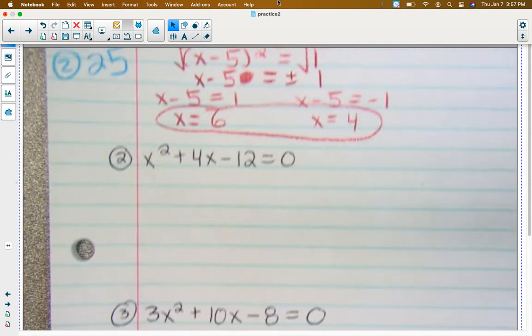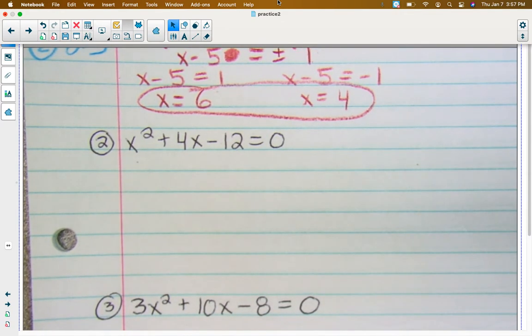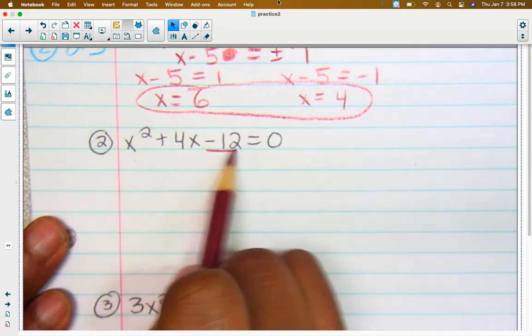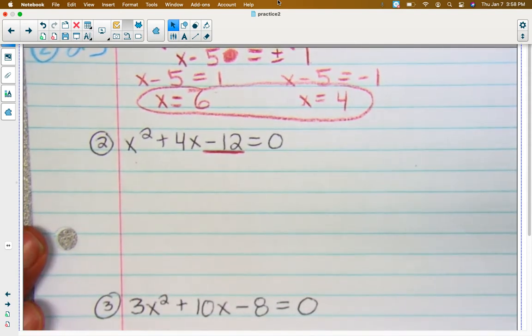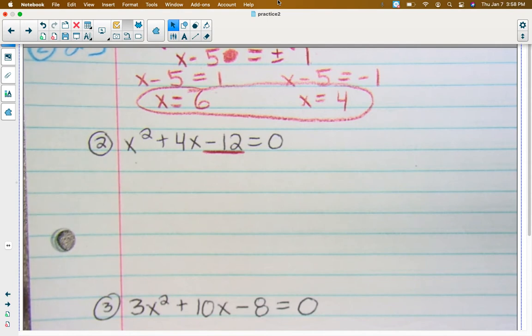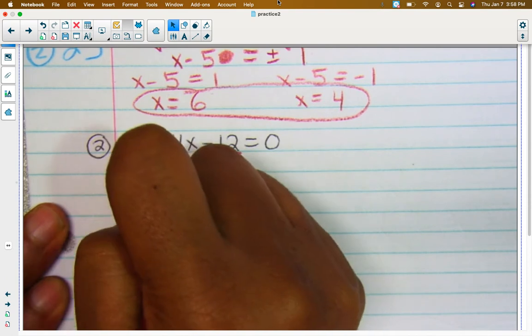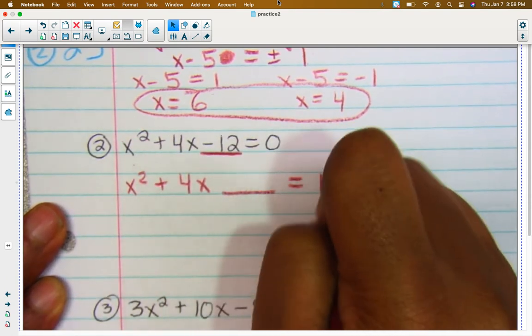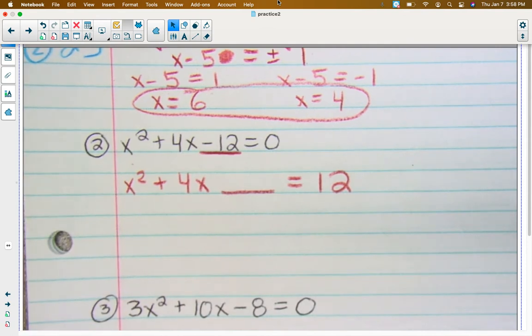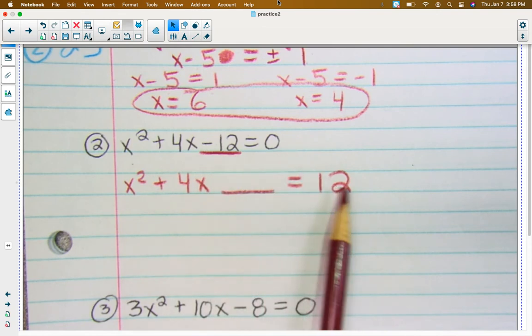Okay, number 2. We're going to go through that same thing again. This number here is not a perfect square number, so I need to move it out of the way and purposely make it a perfect square number. That gives me x squared plus 4x, equals 12. It was negative on the left-hand side, and the opposite of a negative is to add 12 to both sides. That's where I got this 12 from.